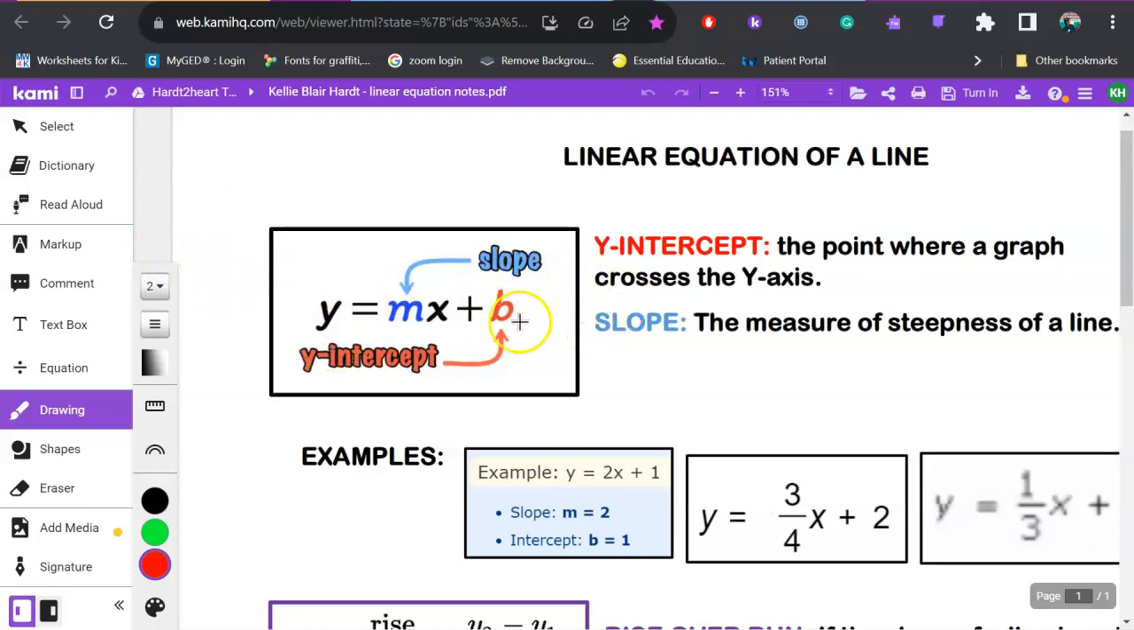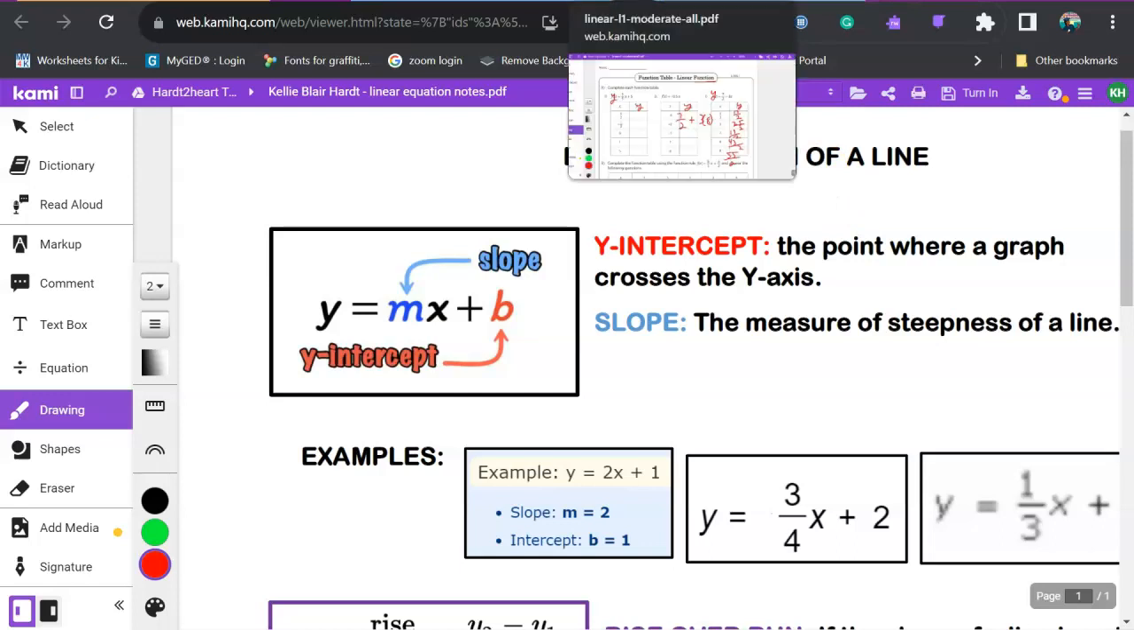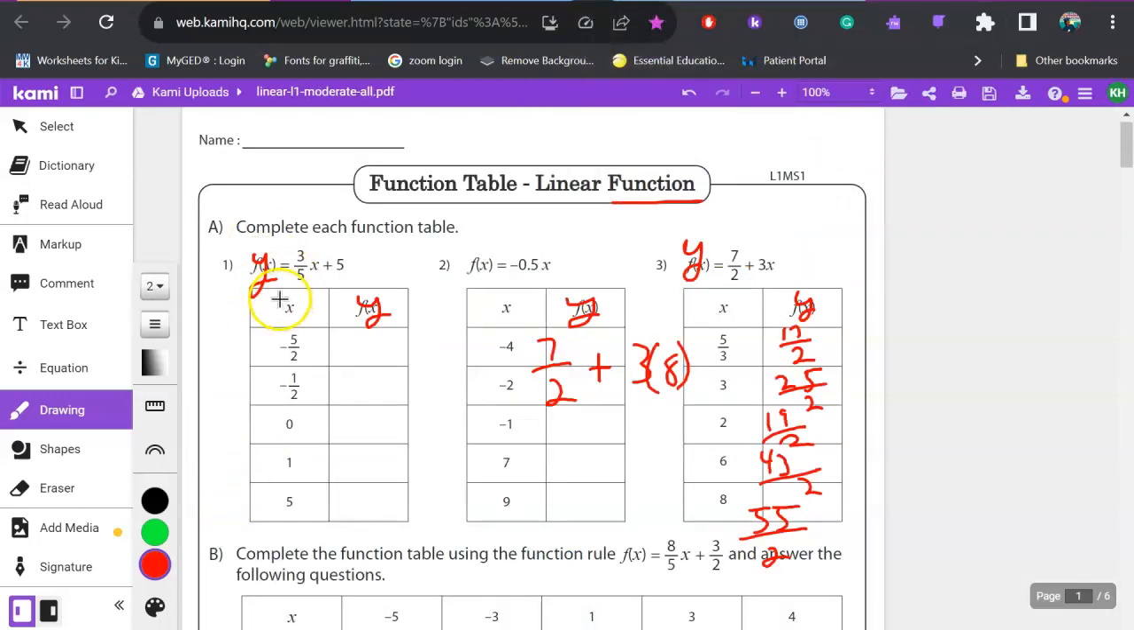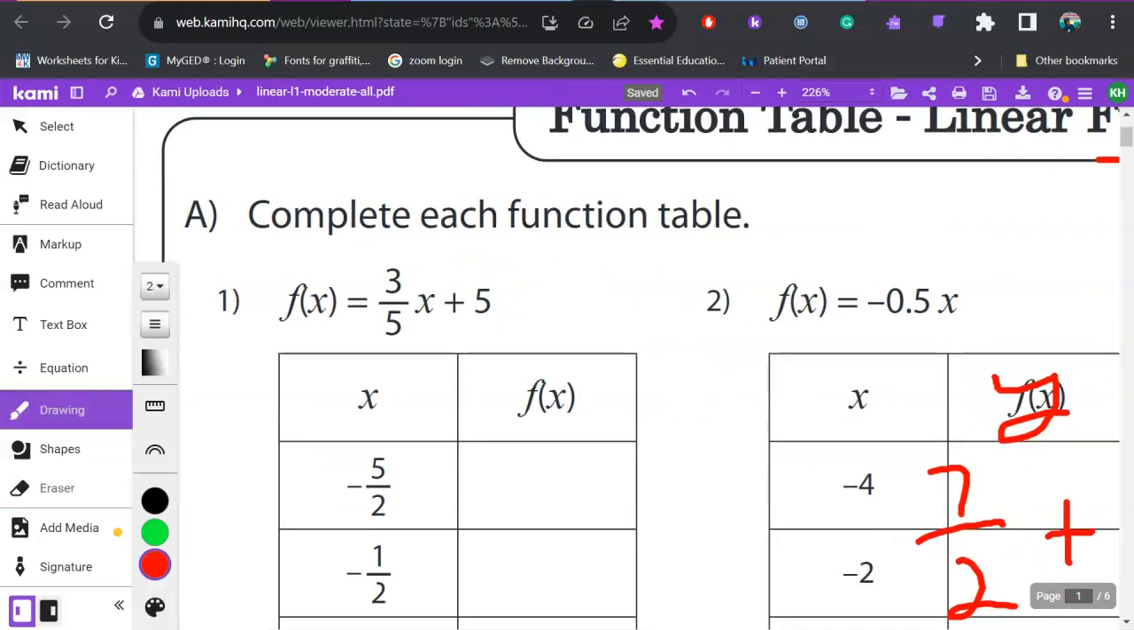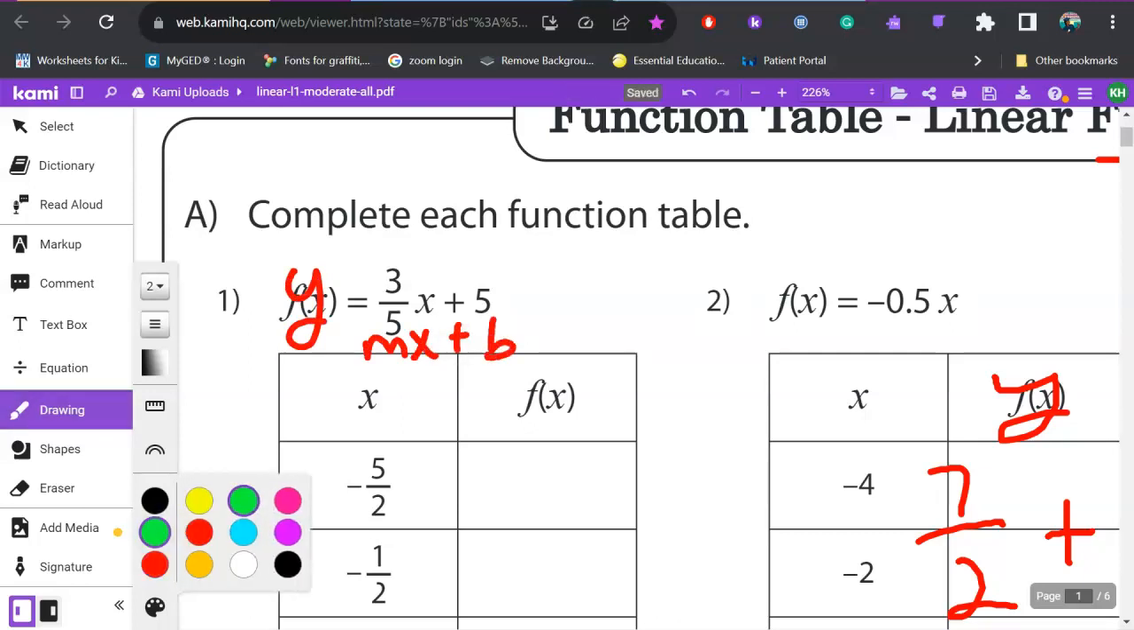Now, this might be a little bit new to you, and if not, I already kind of explained it to you in class. Remember when we were doing this? Stay with me, let me find it. Here we go. I kept saying in our last video that f(x) is another way of saying y. Look at this now. Let me make it nice and clear for you. y equals mx plus b. In this case, my m is 3/5, and my b is a positive 5.